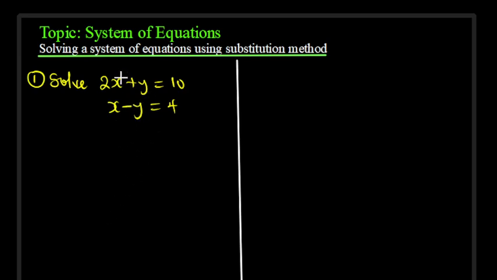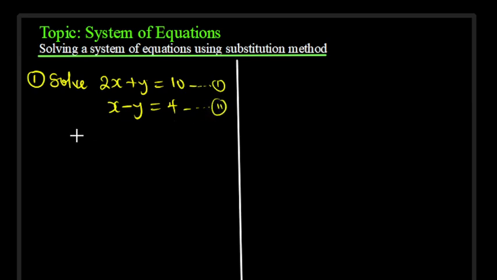Now look at this equation here. We have two variables, x and y, and both equations have the same variables. So this constitutes a system of equations. Now, to solve this using the substitution method, we need to use equation 1 or equation 2 to start.